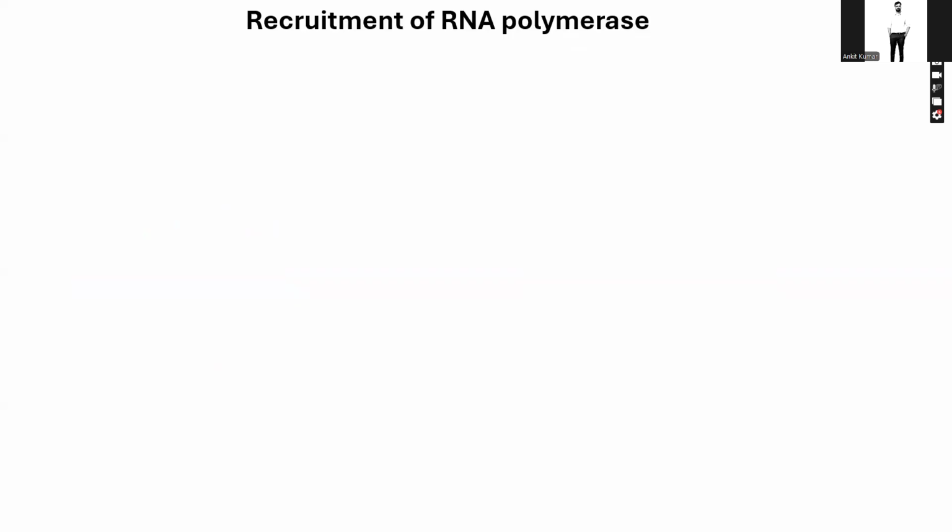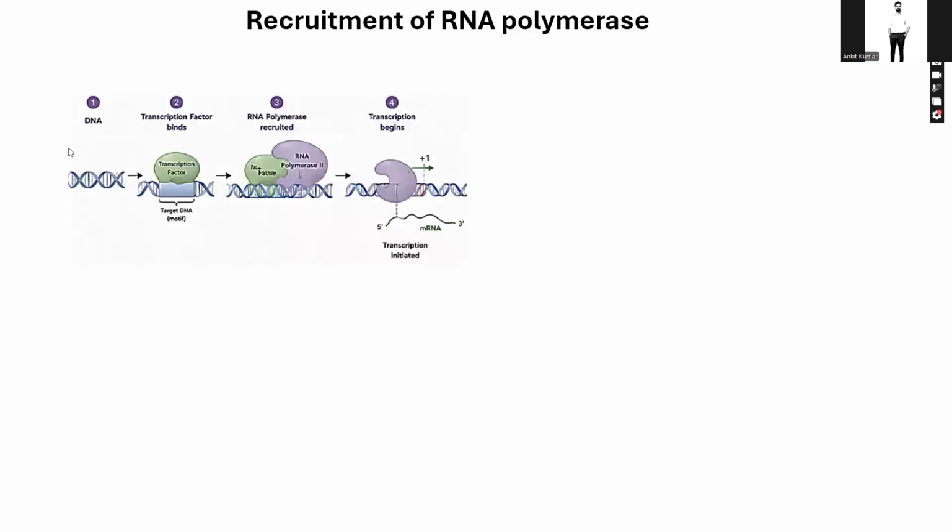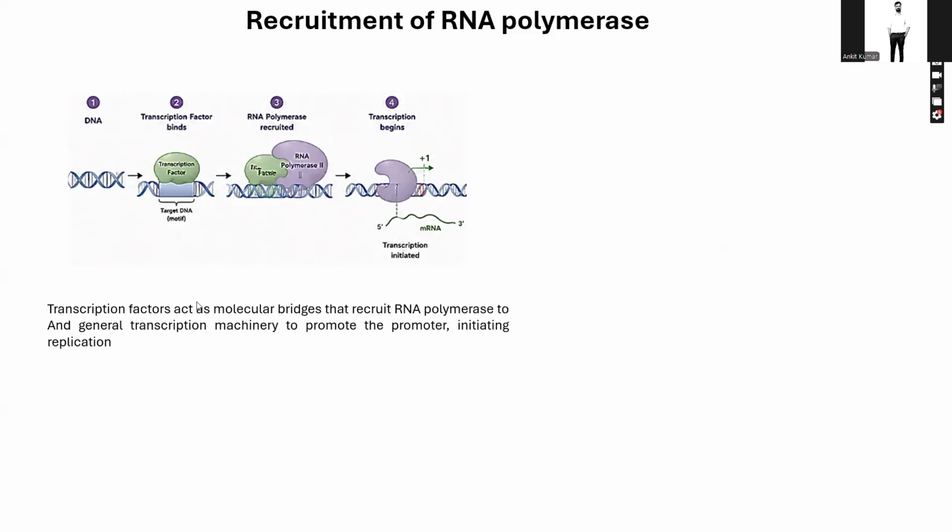Now, how is the RNA polymerase enzyme recruited? Let's say the DNA was there, and this transcription factor is binding to the specific sequence of the DNA at the promoter region, and this transcription factor recruits the RNA polymerase, and then this RNA polymerase will start transcribing the expressed gene into messenger RNA. So the transcription factor acts as a molecular bridge that recruits RNA polymerase and the general transcription factor machinery to promote transcription initiation.